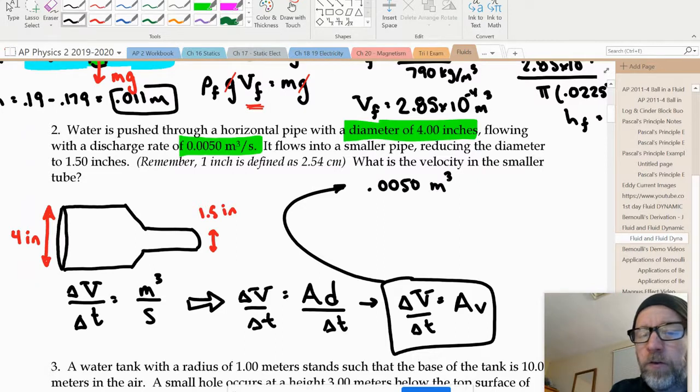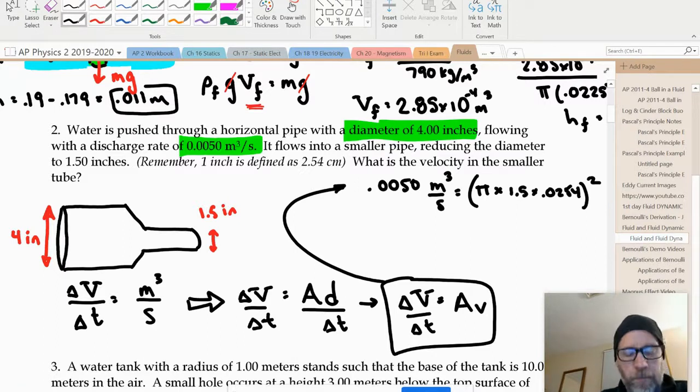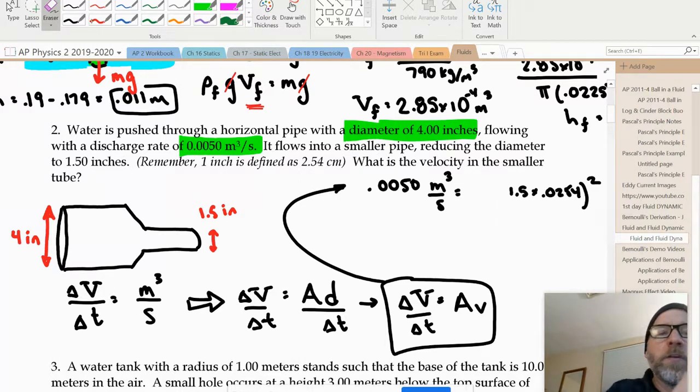0.0050 meters cubed per second equals the area, which is going to be pi times 1.5 times 0.0254 squared. Now, I already see it. I see it. Relax. That parentheses was in the wrong spot.